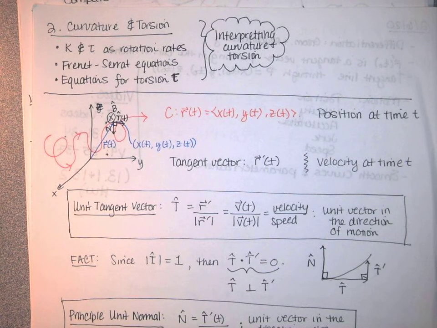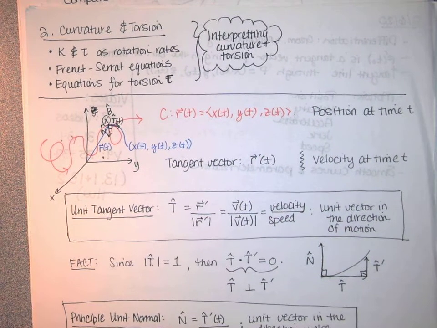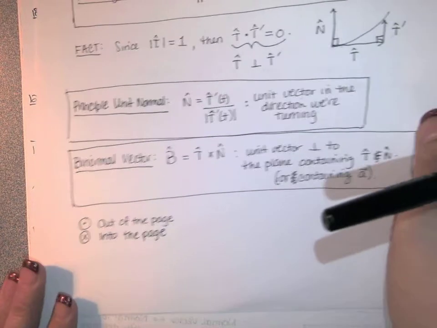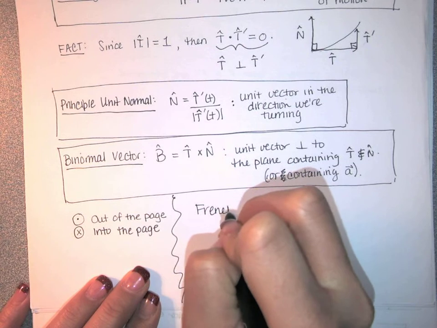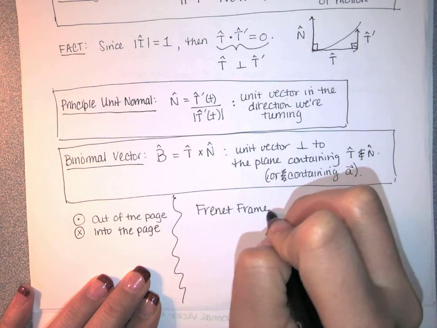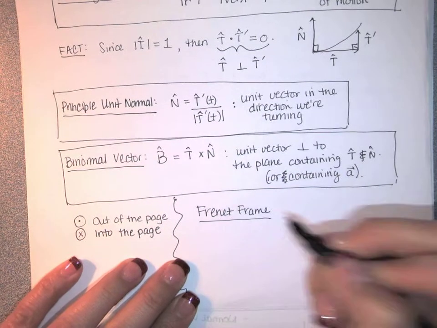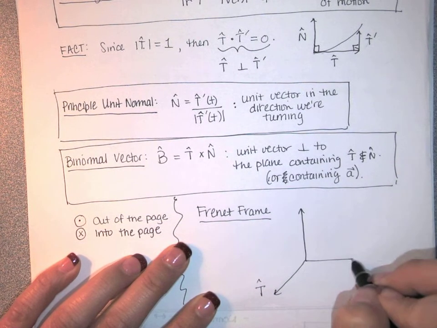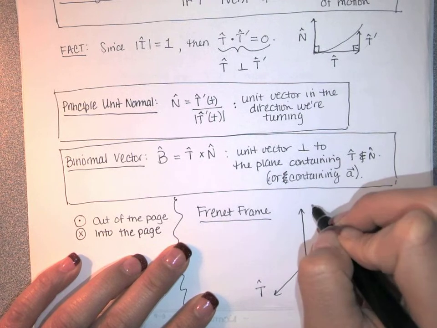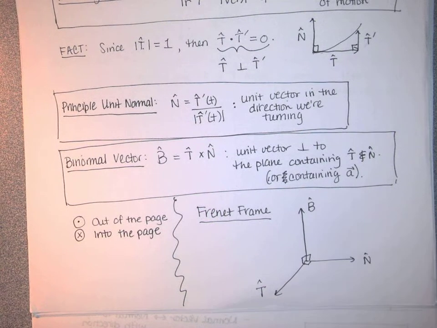Okay, now at every point along that curve, you've got a little moving reference frame. It looks like this. That's the Frenet frame. Now from the perspective of a particle traveling along the curve, t hat kind of acts like the positive x-axis, n hat kind of acts like the positive y-axis, and b hat acts like the z-axis. These are perpendicular to each other.